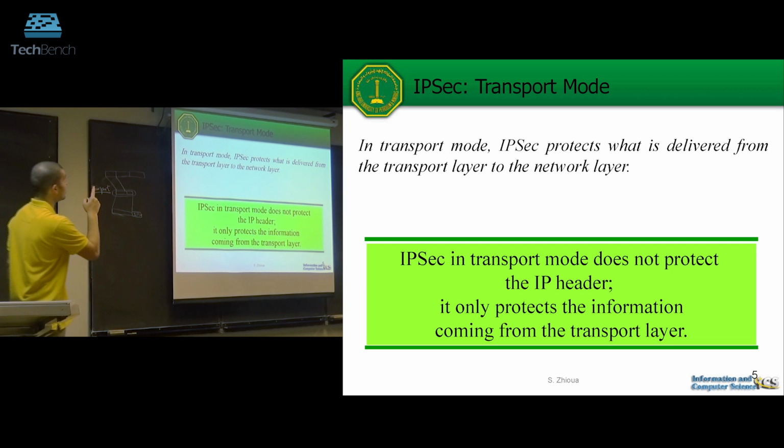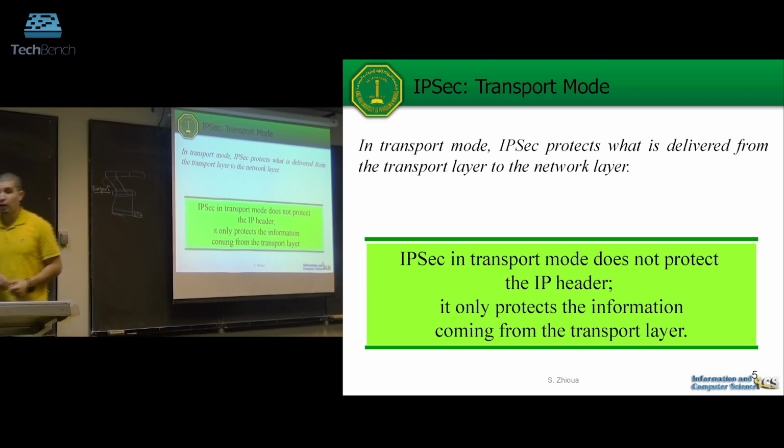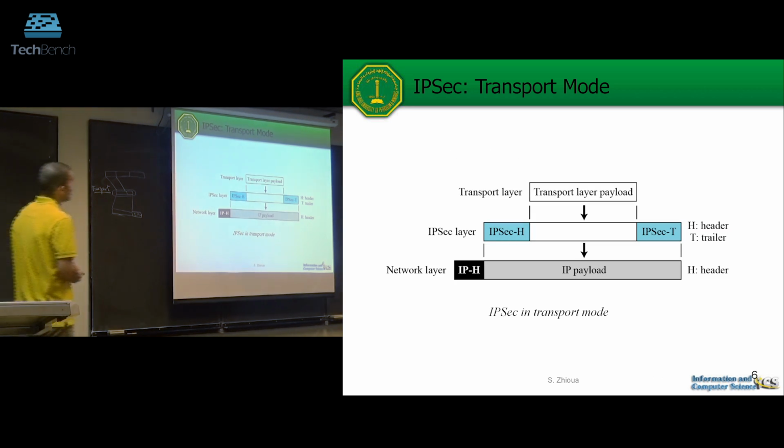Now, in transport mode, what happens? In transport mode, you will protect just this content coming from the transport layer. So here, what is protected is just the payload of the network layer packet. Okay, the IP header is not protected. The information in the IP header is not protected. So basically, IPsec transport mode does not protect the IP header. It only protects the information coming from the transport layer.